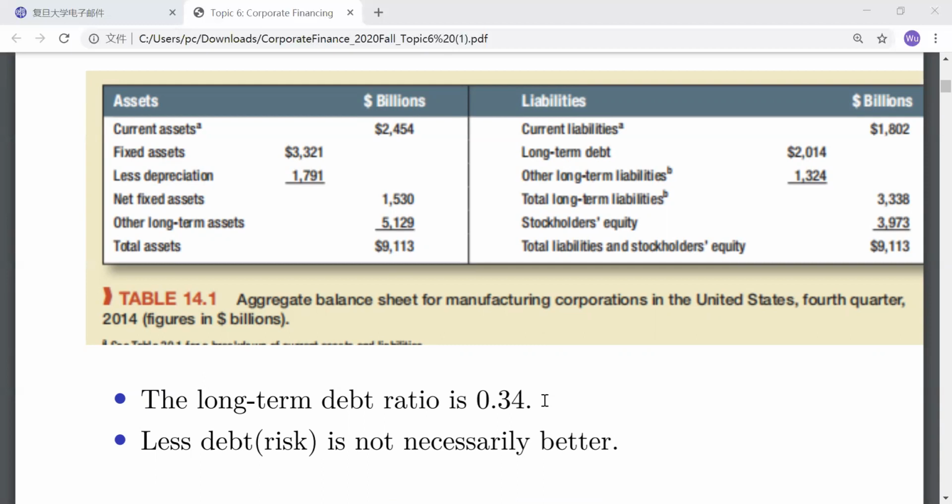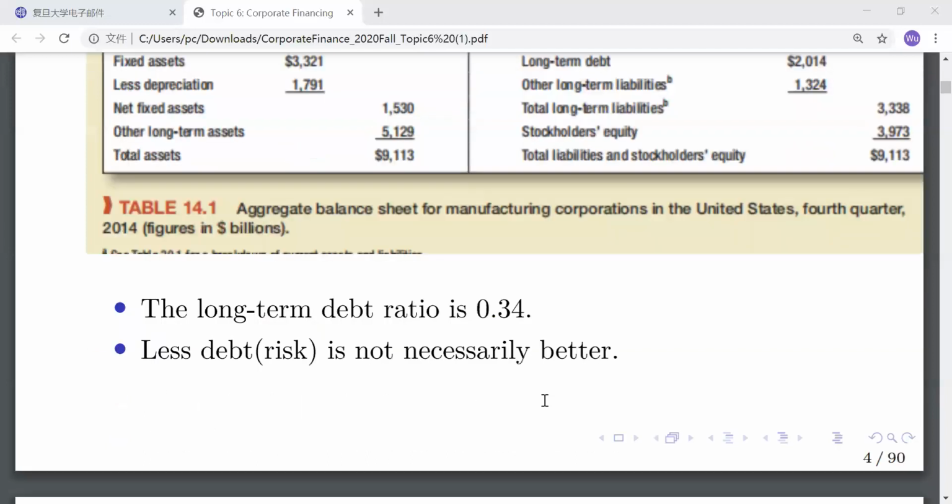Because the taxable income takes into account the interest payments, right? So the interest payment has to be deducted. That means if you have a higher leverage or higher debt ratio, everything else equal, your before tax income will be lower. So in that case, the tax burden will be much lower, which means you have to pay lower tax. So this is one kind of advantage or benefit of borrowing. If your debt ratio is too low, you're also going to miss that kind of opportunity.